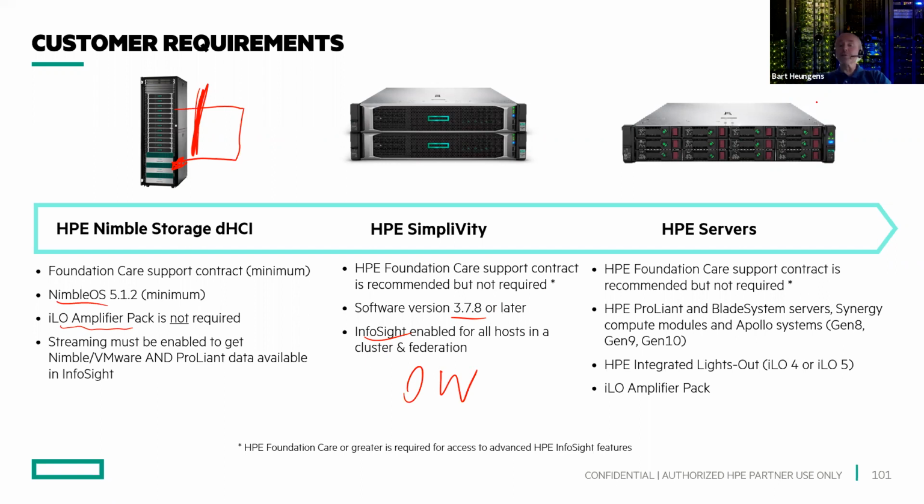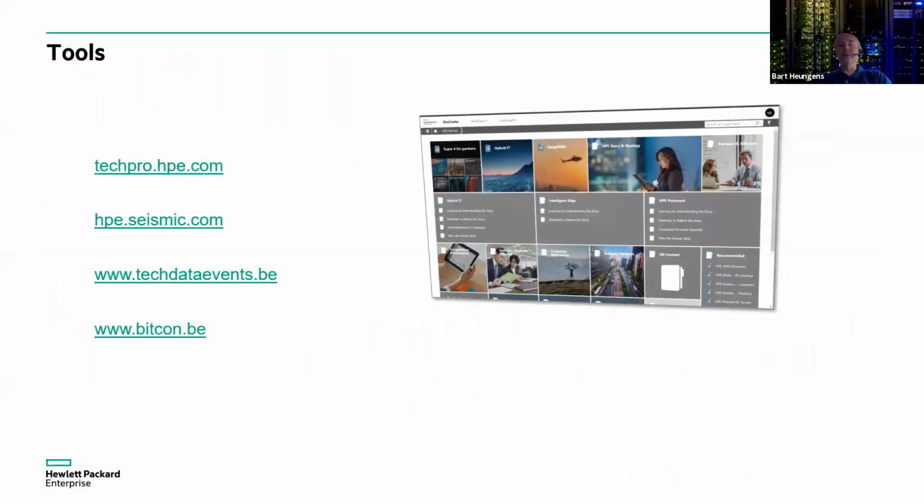And then for servers, I told you as well, the most important thing is that you need the Amplifier Pack with a server with iLO 4 or iLO 5. So that's Gen8, Gen9, Gen10. And preferably a Foundation Care support pack. You always need a support contract, of course, but it's not even required to have InfoSight working. Okay, guys? There you go.